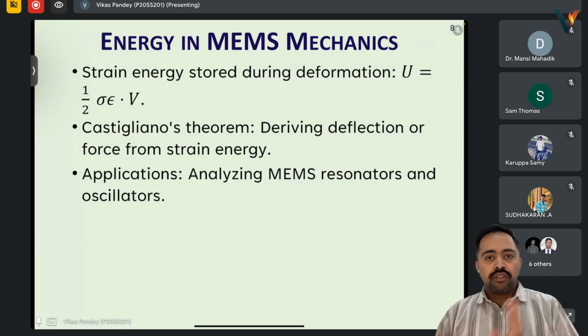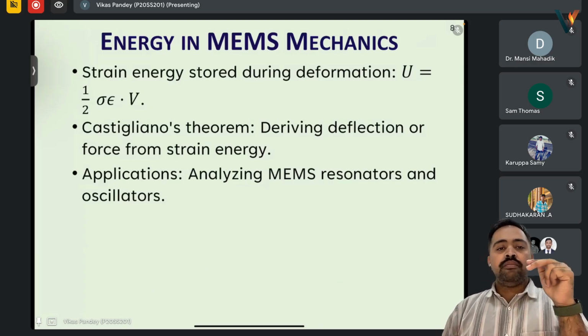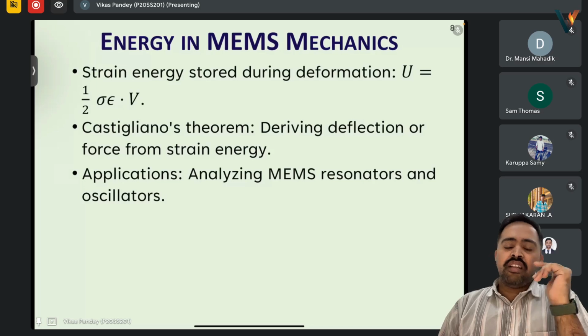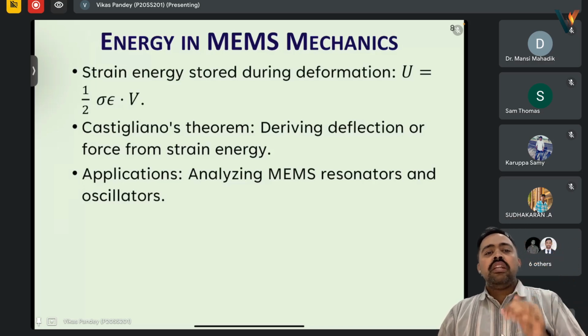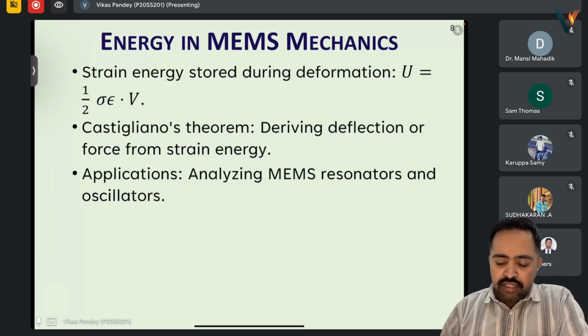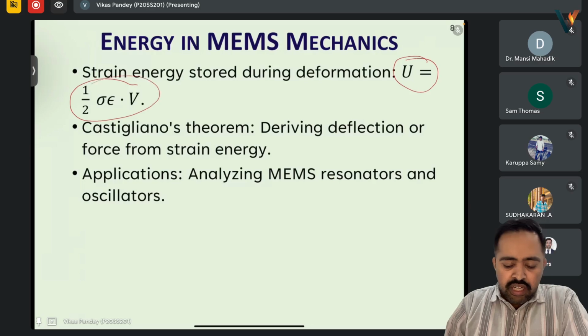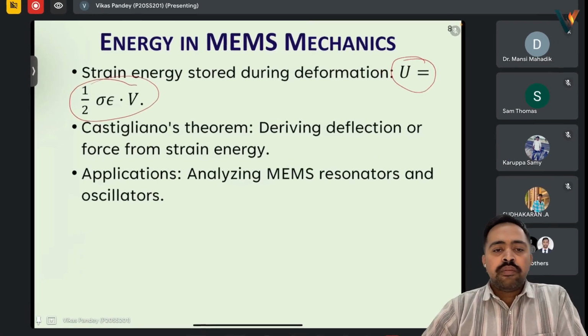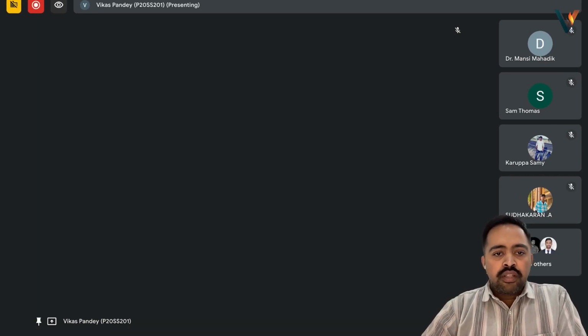Since a system has some stress and strain, it will certainly have some energy stored due to the deformation, and that energy is given by half sigma epsilon into V. Does anyone know what sigma is, what epsilon is here?